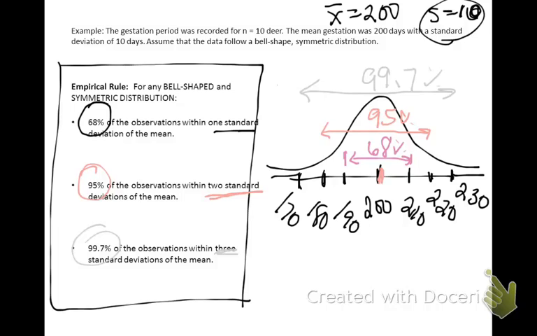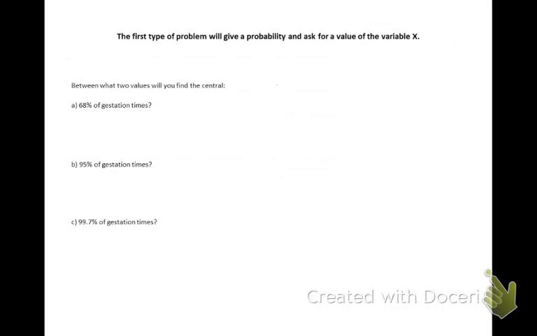You need to memorize this box. You need to memorize the percents and the number of tick marks that go with each percent. Let's look at an example. The first type of problem for the empirical rule will give you a probability and ask for a value of the variable x.